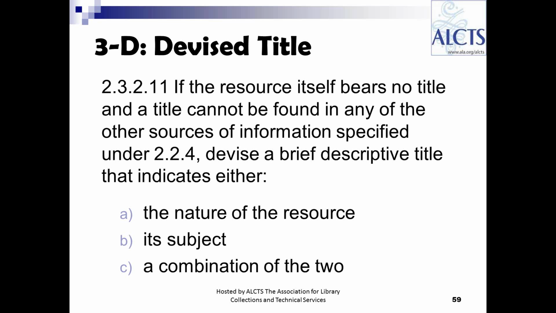It is sometimes hard for me to extract the order in which you're supposed to do things from the RDA text. Only here in 2.3.2.11, the rule on devised titles, is it made clear that this rule only kicks in if you can't find a title in any of the sources listed at 2.2.4 on the sources external to the resource. This means that you can only supply a title if you can't find one in an external source, although presumably you only have to make a reasonably exhaustive search.